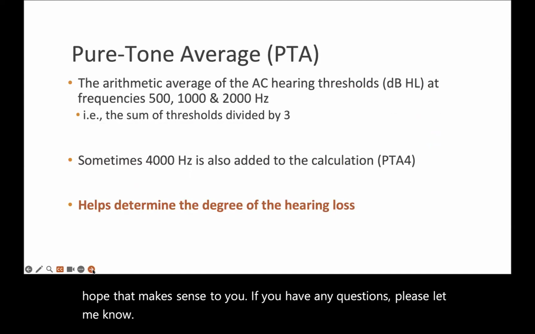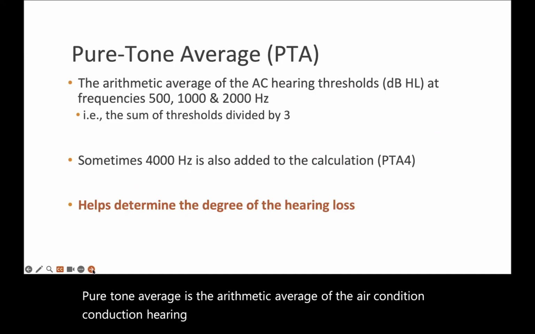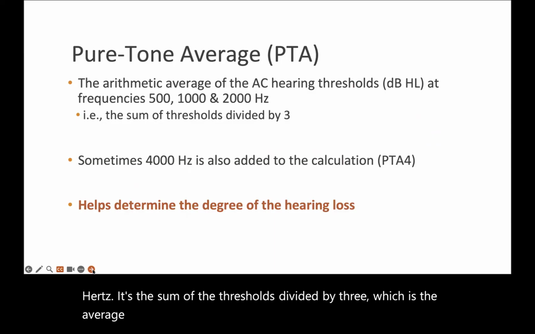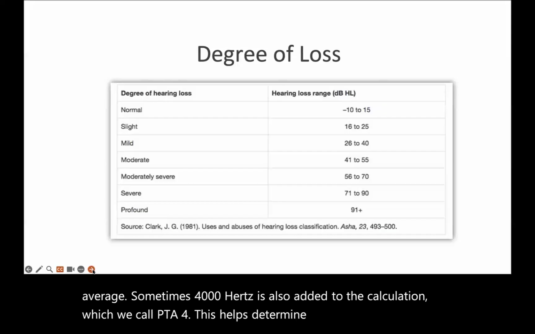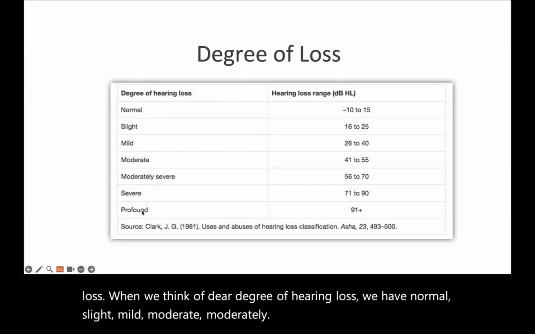Pure tone average is the arithmetic average of the air conduction hearing thresholds at frequencies 500, 1000, and 2000 hertz. It's the sum of the thresholds divided by 3, which is the average. Sometimes 4000 hertz is also added to the calculation, which we call PTA4. This helps determine the degree of hearing loss. When we think of degree of hearing loss, we have normal, slight, mild, moderate, moderately severe, severe, and profound.